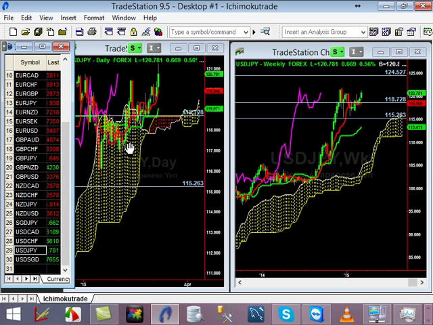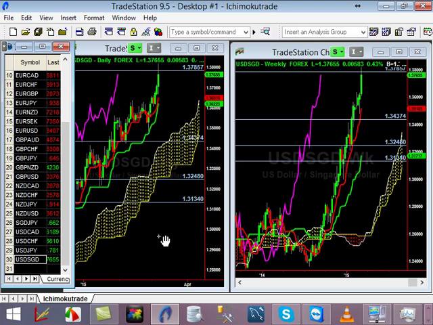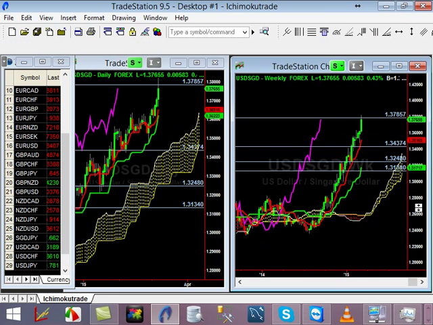US Singapore dollar, and you could see this is nicely trending here to the top side, been trending very nicely, and you could see here it's hitting a resistance at 37.85 now, which is a major resistance.